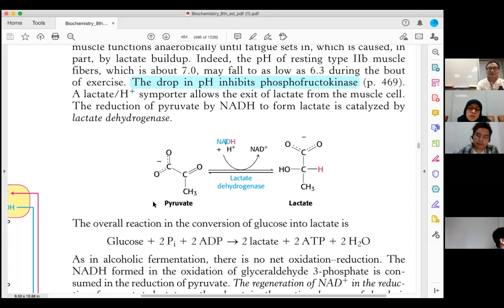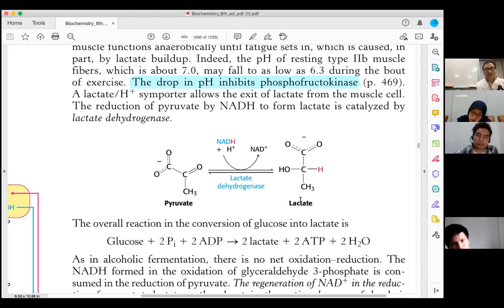And when pyruvate has the electron, this molecule can no longer be called pyruvate. It's called what? Lactate, right? So lactate is the reduced form of pyruvate. So lactate is simply a reduced form of pyruvate. And now you have a way to release your electron somewhere, without oxygen.